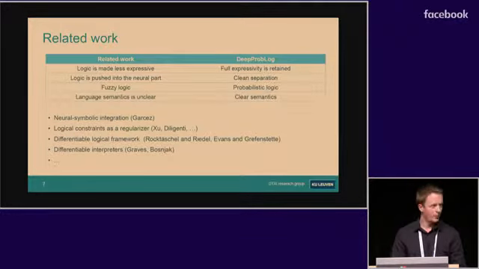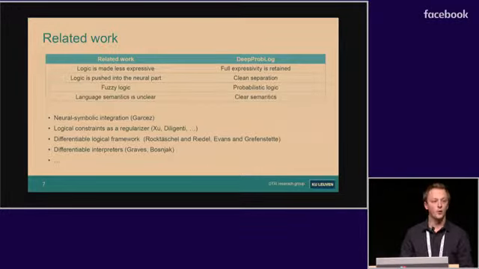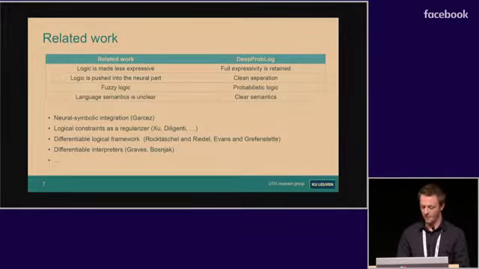So, of course, there has been related work in this field. However, often we feel that the logic has to be made less expressive, or it's pushed into the neural part, after which we have to try to retrieve it. And fuzzy logic is used, and all of this together might sometimes lead to the language semantics being unclear. While in DeepProbLog, we retain the full expressivity, we have a clean separation between both components, and we use a probabilistic logic, all of this giving us a clear semantics.